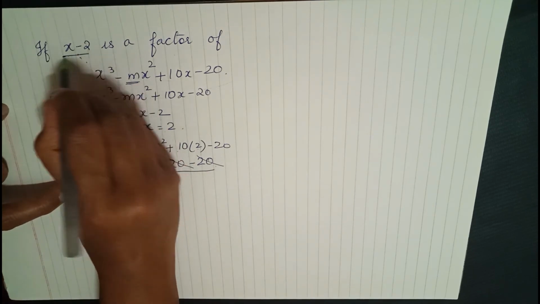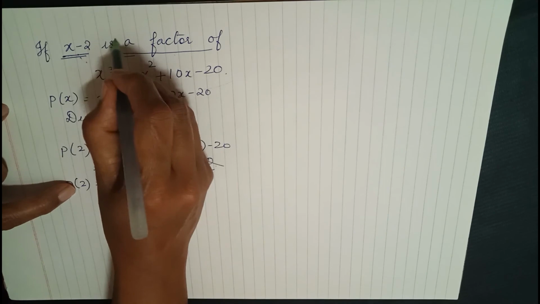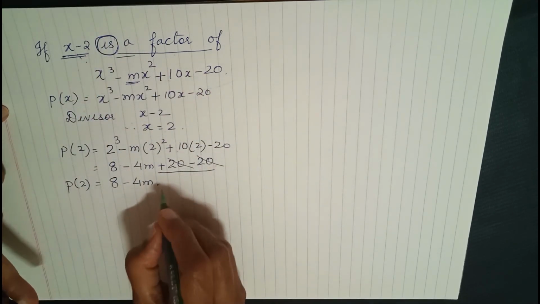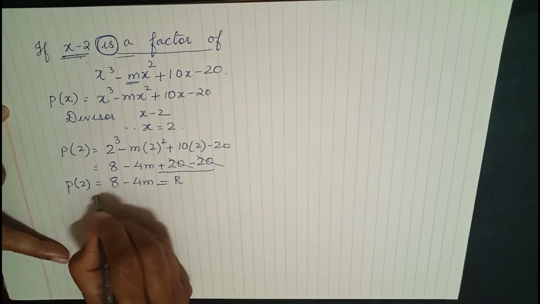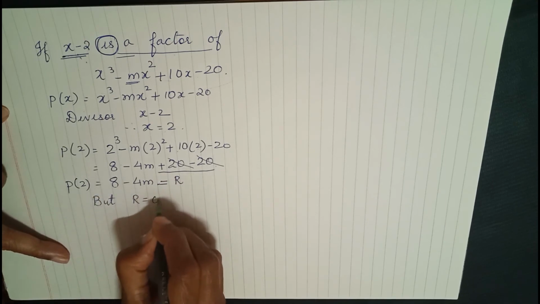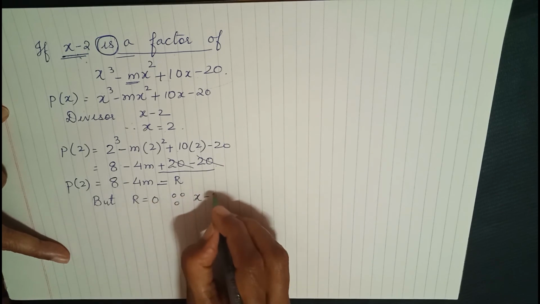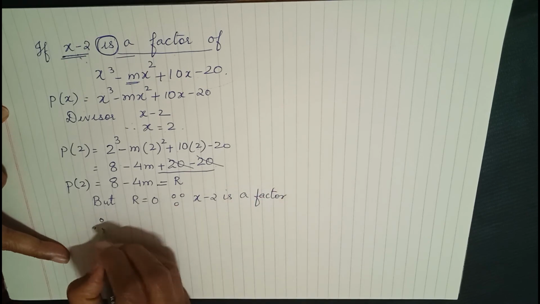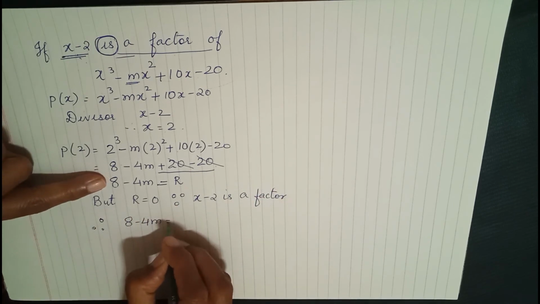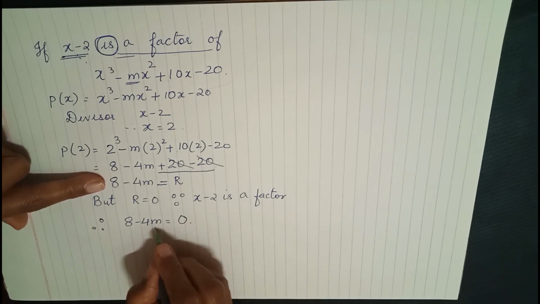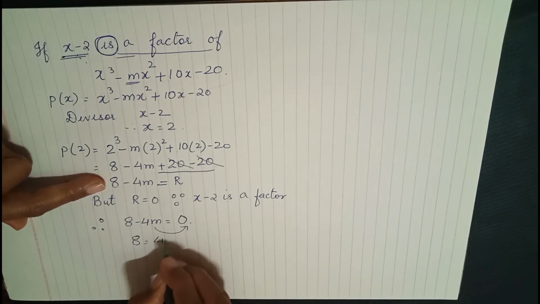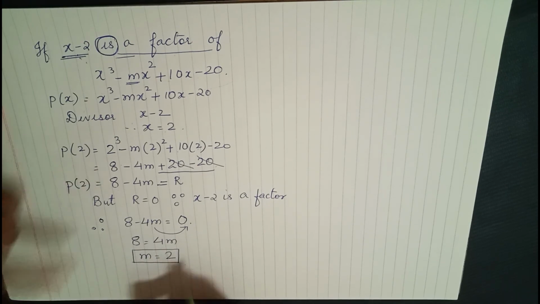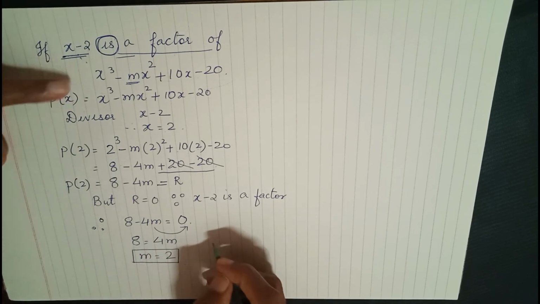But now what is given in the question is that x minus 2 is a factor. So if it is a factor, that means the remainder should come equal to 0. Now this is the remainder, but the remainder should be equal to 0. The reason being x minus 2 is a factor. So therefore what we can say is 8 minus 4m, which we got as a remainder, should be equal to 0. Just take 4m to this side. So we get 8 is equal to 4m, or the value of m is 2. So using this factor theorem, we can even find out the value of any missing variable.